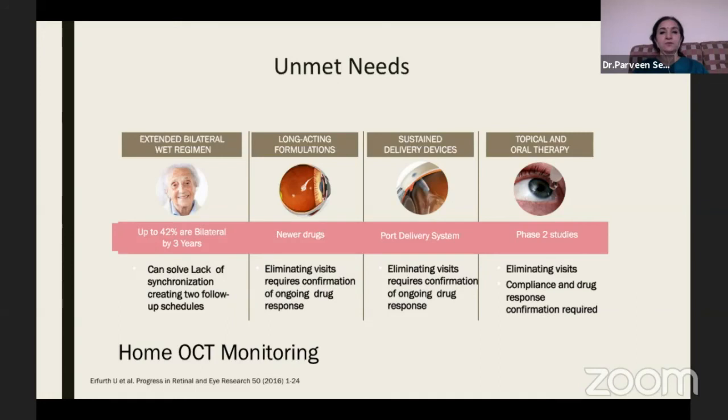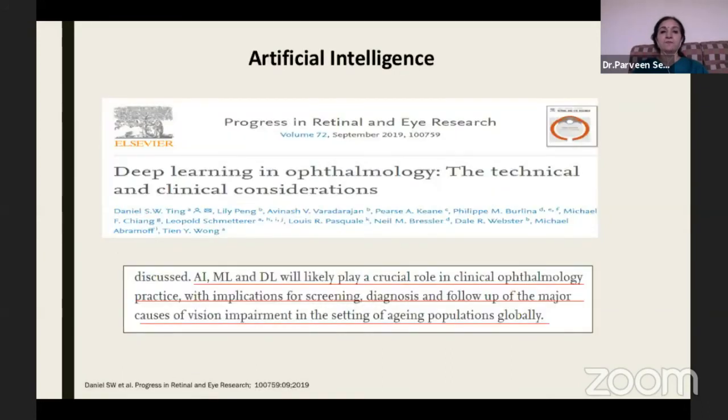For me, I think home OCT monitoring can be very handy, especially in this COVID era, as you can reduce the number of visits the patient makes. And if combined with deep learning, you could have the machine giving you the answer whether you need to go to the office or to the hospital for the injection or not.